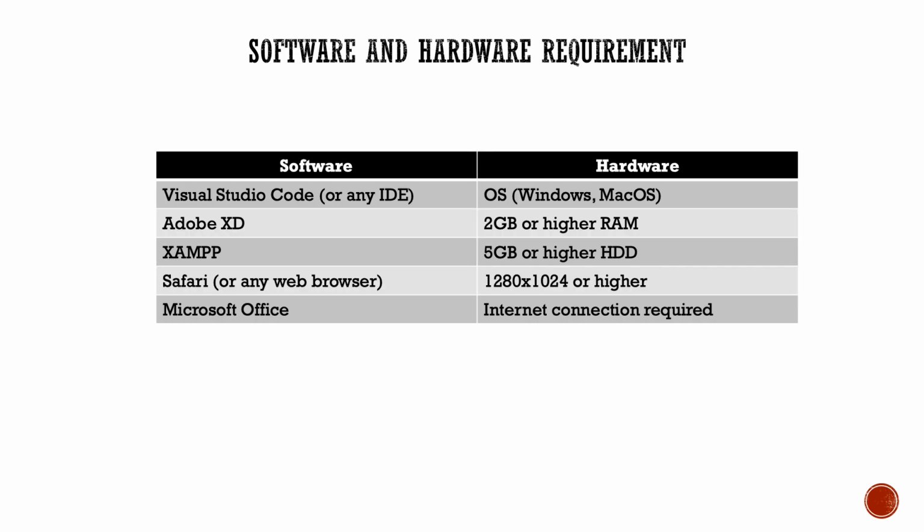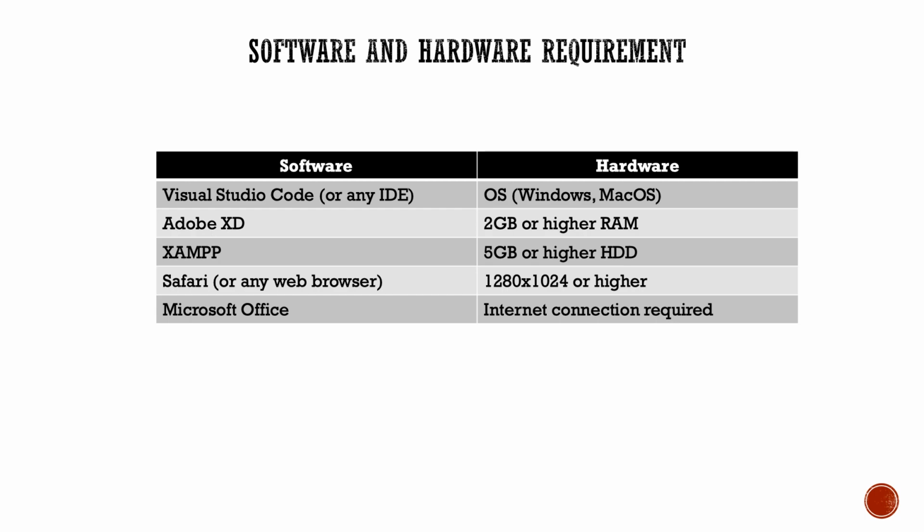The requirements for the system is divided by two, which is software requirement and hardware requirement. For the software requirements, Visual Studio Code or any IDE is needed for the code scripting and editing. Adobe XD is needed for the prototype design of the user interface. XAMPP is required to manage the Apache Web Server for the server-side scripting. For the user interface display, Safari or any web browsers is needed. Microsoft Office is needed for the documentation for this project.